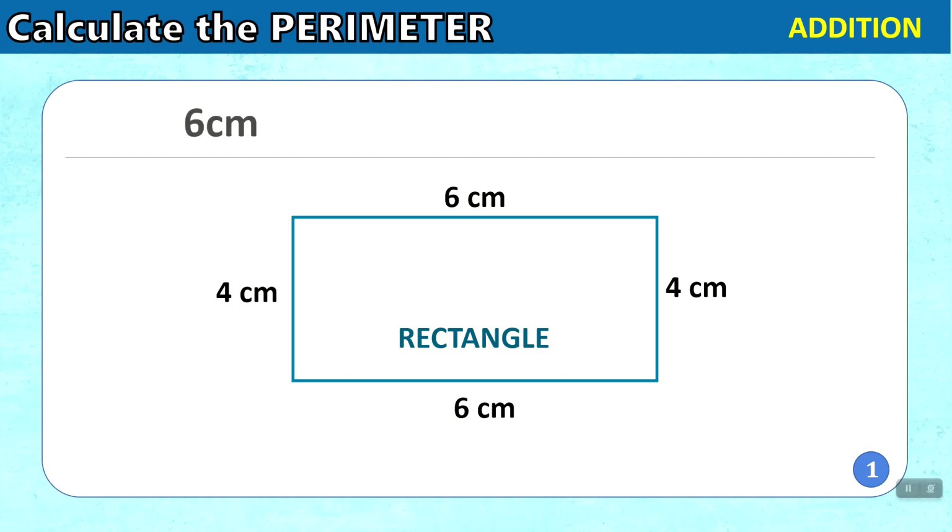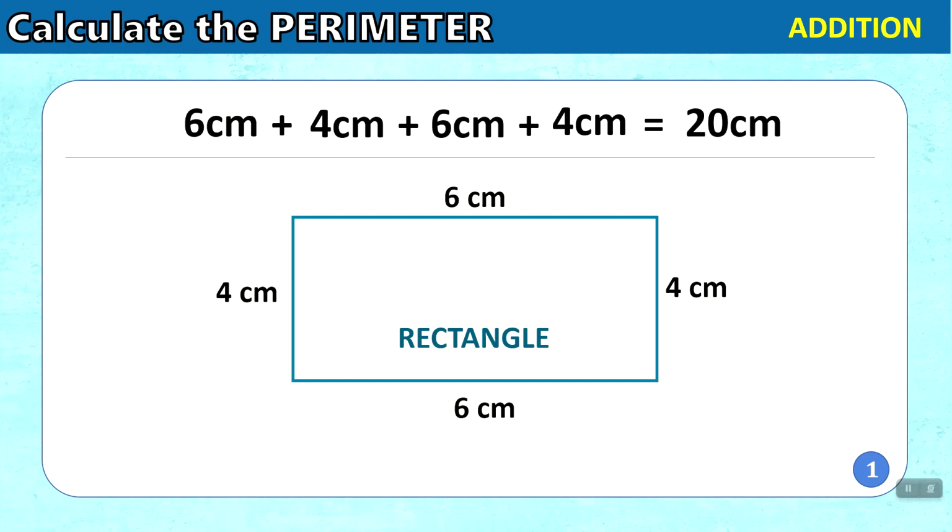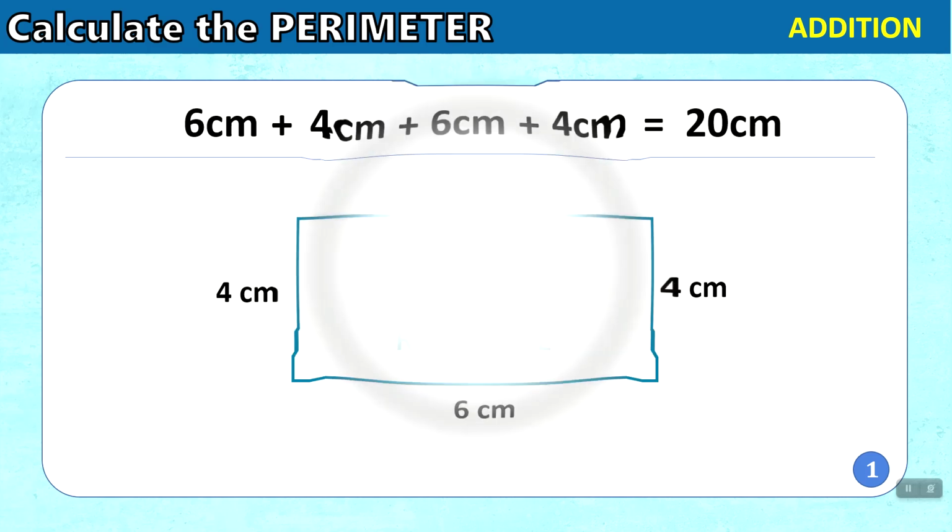And so we use addition and we say 6 plus 4 plus 6 plus 4. Those are the 4 sides. And if we add those together, we come up with 20 centimeters, and that is the perimeter. The perimeter of this rectangle is 20 centimeters. Let's look at another shape.